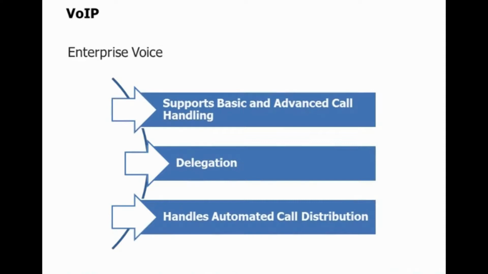Another nice feature typically used by executives is called delegation. A delegate can answer calls on another person's behalf, they can make calls on somebody's behalf, and they can also possibly schedule meetings for another individual. The Lync server environment also handles automated call distribution through the Response Group application. It's a departmental automated call distribution built right into Microsoft Lync. It's an extension of Enterprise Voice.